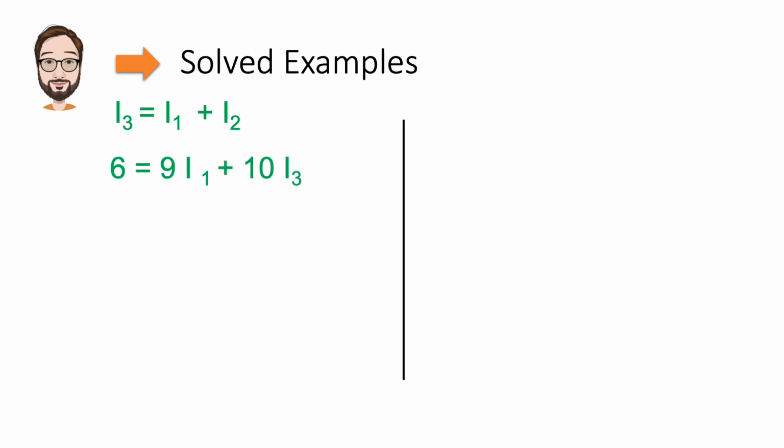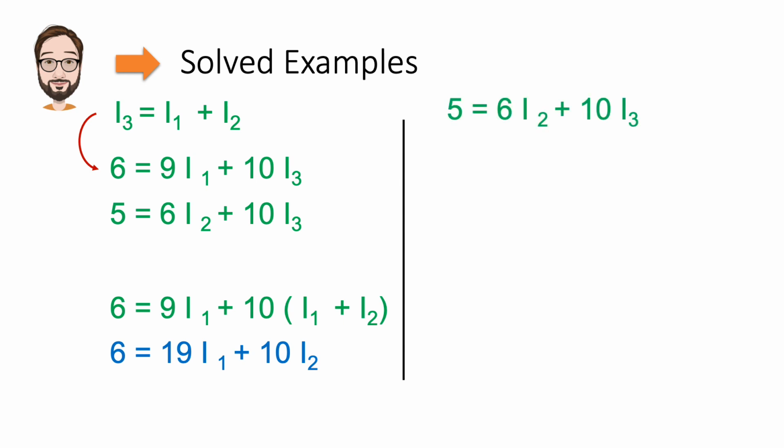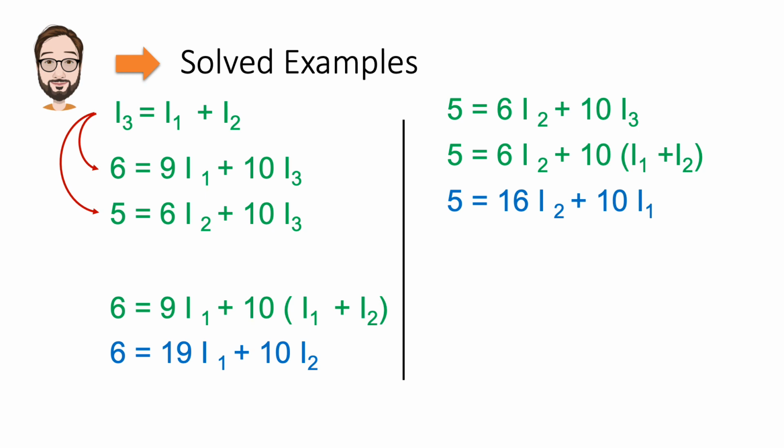Now let's see how we can use these 3 equations so that we can find the 3 unknowns I1, I2, and I3. First, I'm going to substitute the first equation in the second one. So it will finally reach the formula 6 equals 19 I1 plus 10 I2. Then I'm going to take the third equation and substitute the junction rule in it. So the final formula is going to be 5 equals 16 I2 plus 10 I1.